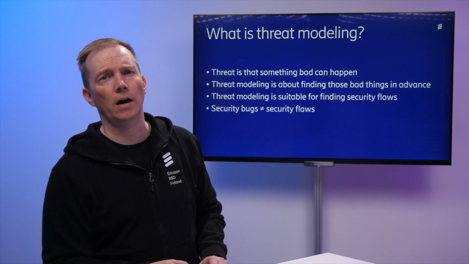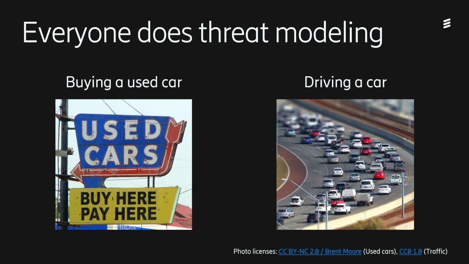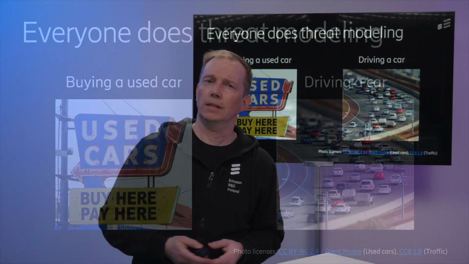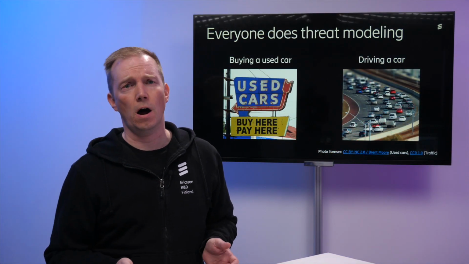Security flaws are usually design level mistakes that can be there even if there is no mistake in the code, but there can still be problems. So we want to find out those things before they actually happen. You may think that threat modeling is awfully hard, but actually all of us are doing that in our daily lives. Like, think about buying a used car.